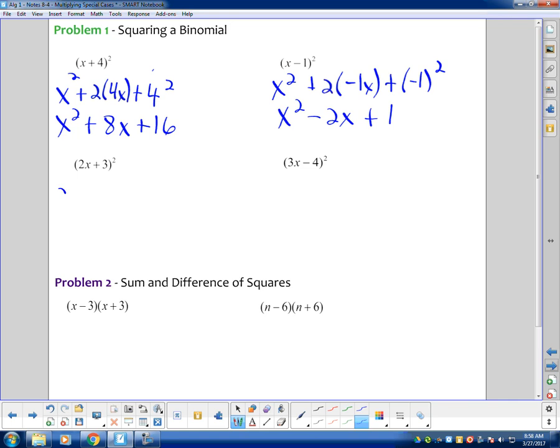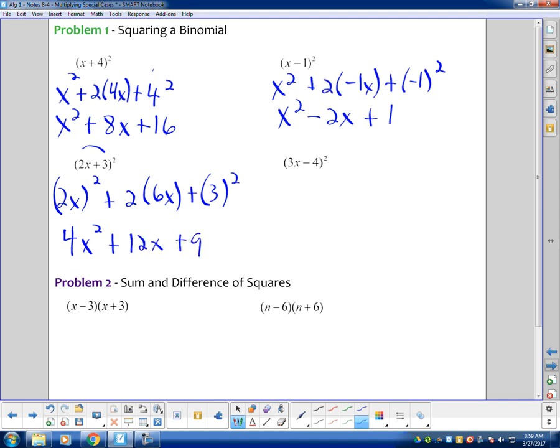This one right here, we have 2x quantity squared plus 2 times, if you multiply these two together, the 2x and the 3, you'll get 6x, and you have to double that, plus 3 squared. So my final answer is 4x squared. Remember to apply the second power to the 2 as well as the x. Plus 12x plus 9. And that's my final answer.